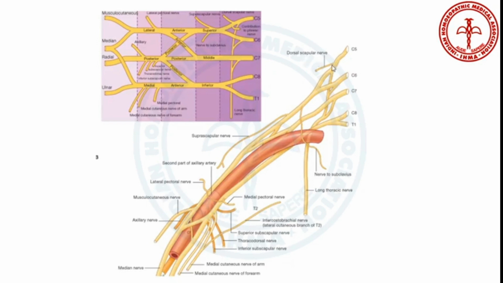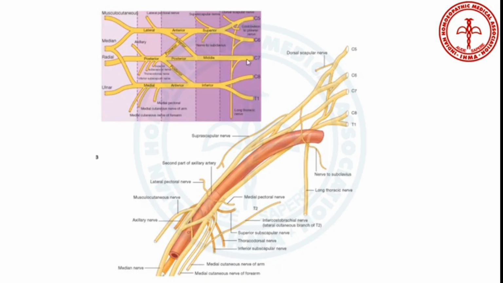Now these roots are joining in a peculiar manner to form the next stage, that is the trunks. There are three trunks: upper, middle and lower. The roots C5 and C6 join together to form a trunk here. This is called the upper trunk or superior trunk of the brachial plexus. But C7 alone will continue as the middle trunk. Further, C8 and T1 will join together to form the lower trunk. So these are the three trunks.